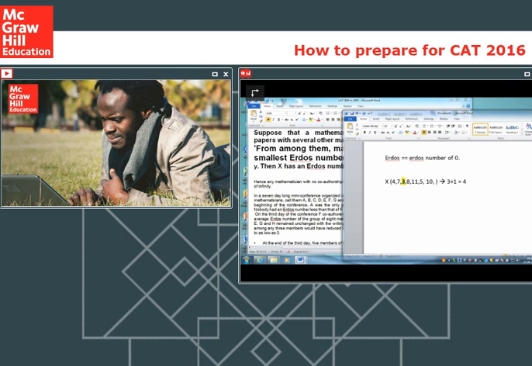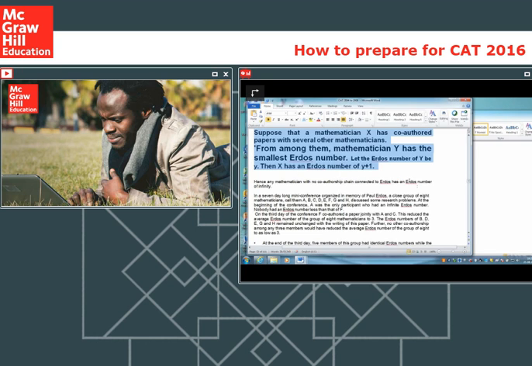The moment somebody with an ERDOS number less than 3 enters this list, let's say suppose he co-authors with somebody who has an ERDOS number of 2, then the value of X's ERDOS number will change from 3 plus 1 to 2 plus 1. But till that does not happen, his ERDOS number will still be 4. So this is the deduction that should come out of your reading of this.